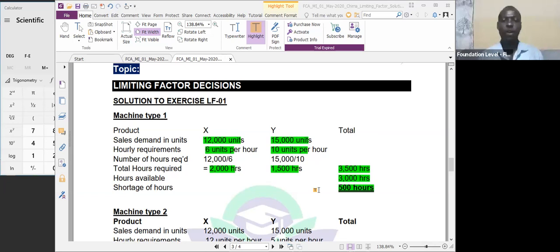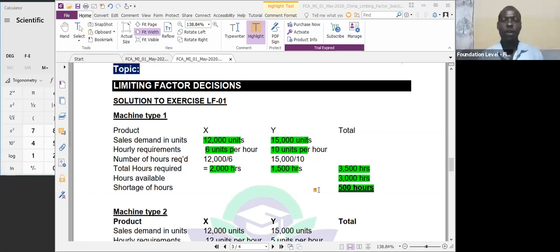When you divide 15,000 by 5, you have 3,000 hours required for product Y. So when you now add your 1,000 hours for X plus your 3,000 hours for Y, you are getting a total requirement of 4,000 hours for the production.